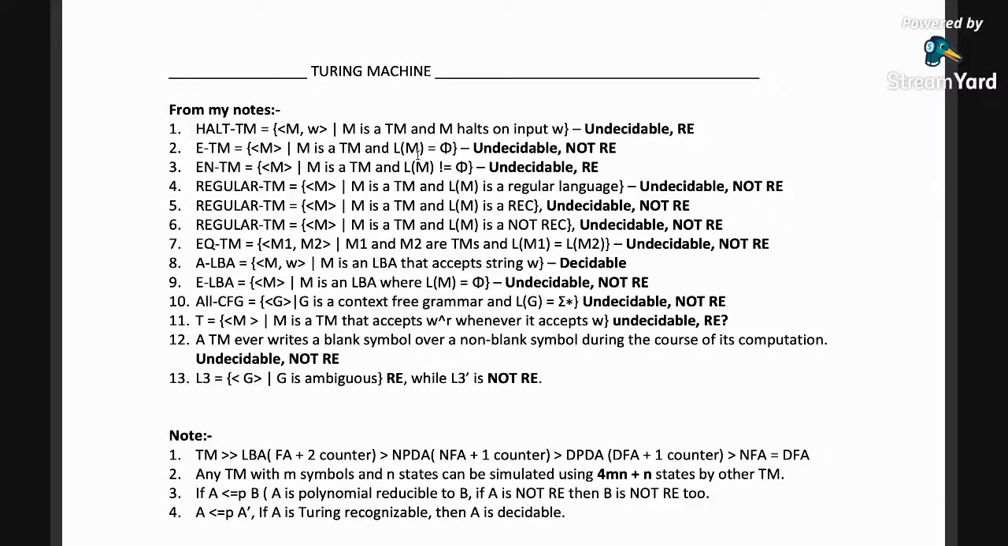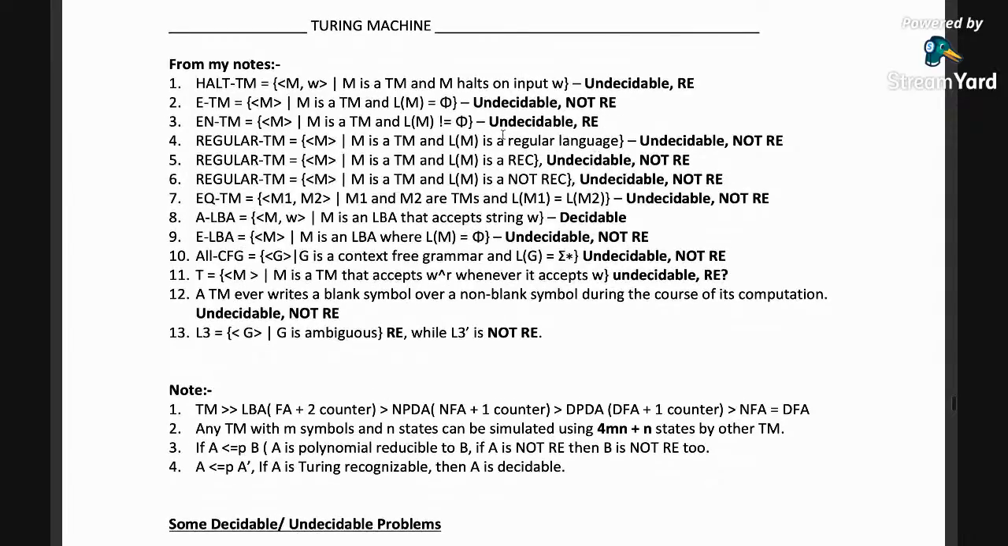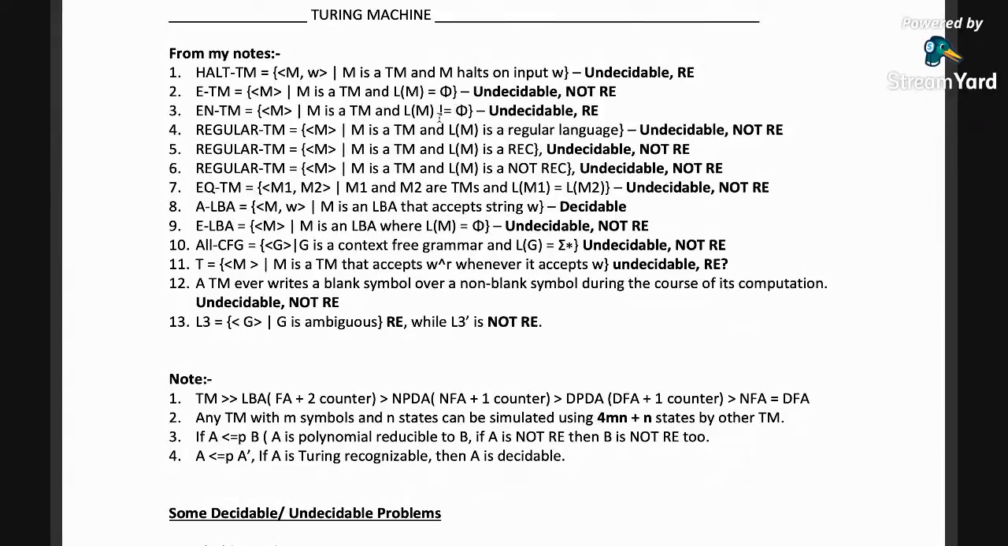M is a Turing machine and the language of M equals phi. Empty Turing machine is undecidable. If the language of M is phi, then it is undecidable. Non-empty Turing machine: M is a Turing machine and the complement of the language of M equals phi is undecidable, recursively enumerable. The language of M is not equal to phi. Empty, not empty Turing machine: undecidable.